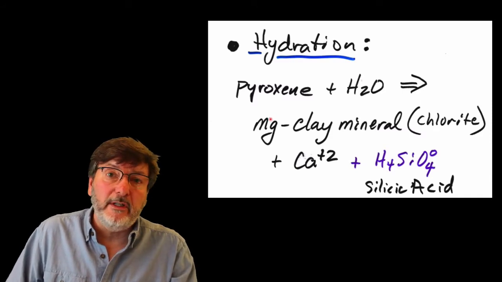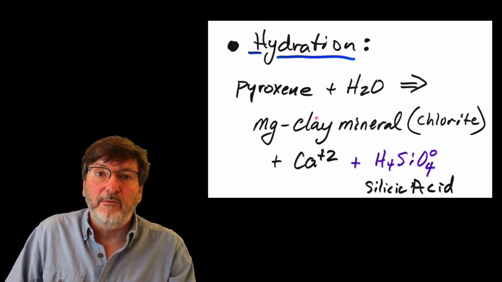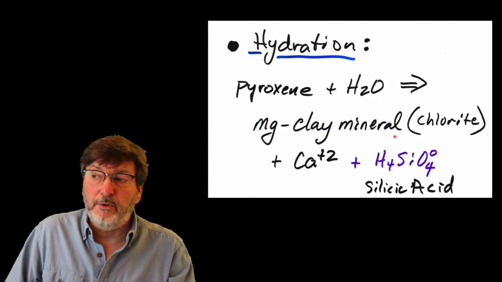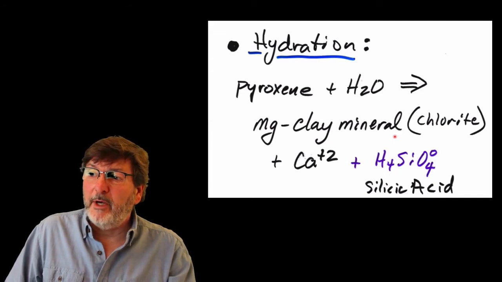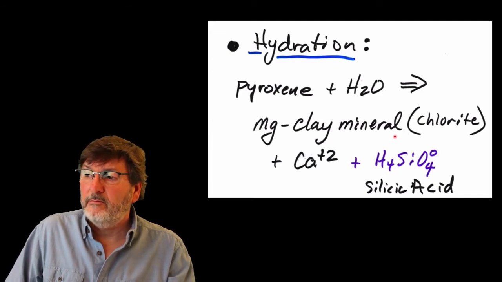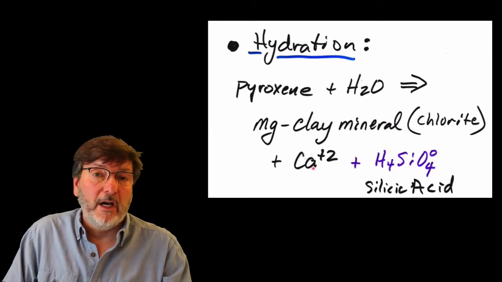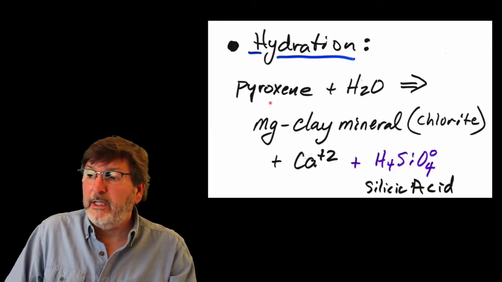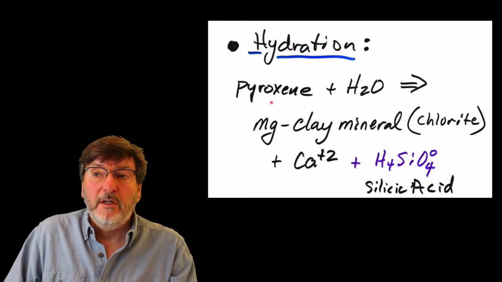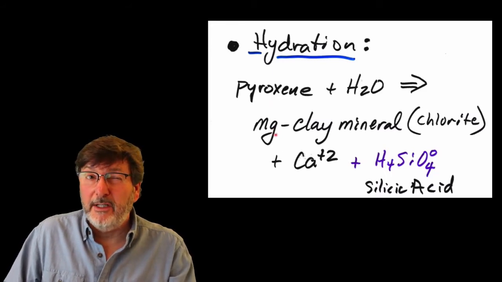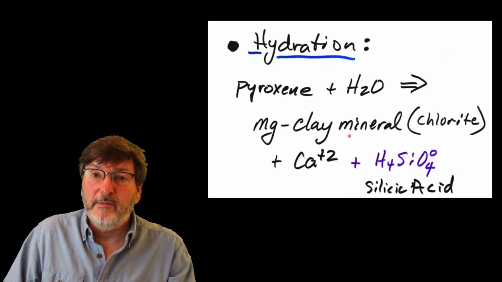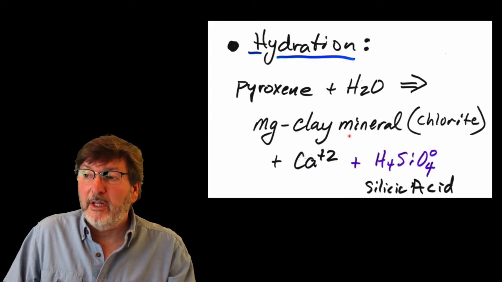So we take pyroxene, iron, magnesium, calcium-rich, could be aluminum in there too, with water, and we make a magnesium-rich clay mineral. And a common one is chlorite, and chlorite is a kind of a greenish clay mineral. So we release calcium in that reaction. So we take pyroxene with calcium, magnesium, it's got iron. We make a magnesium-rich clay mineral.